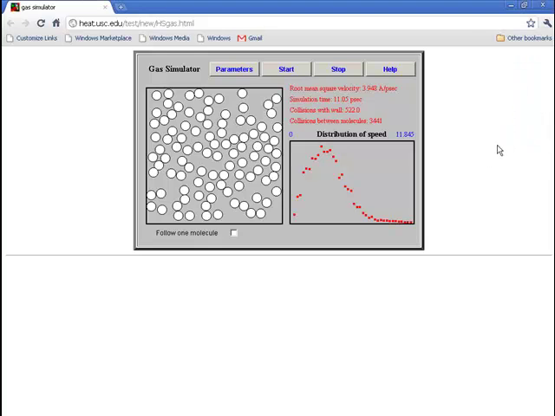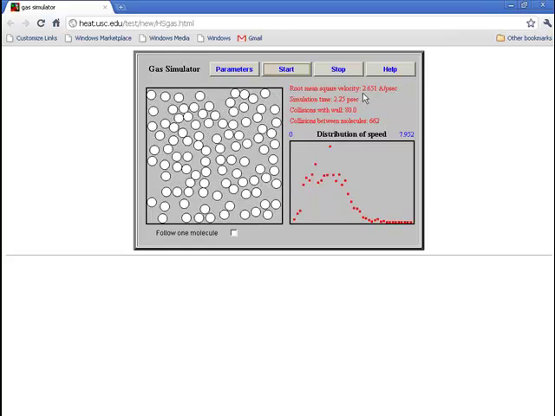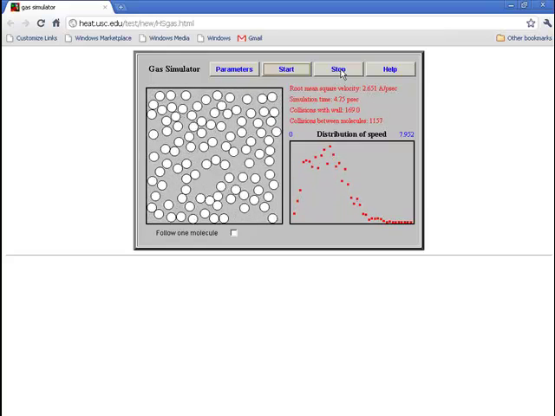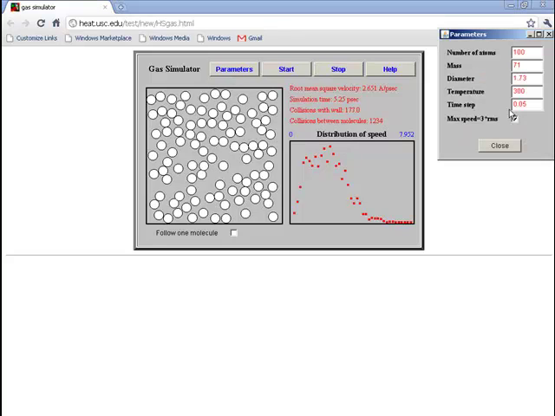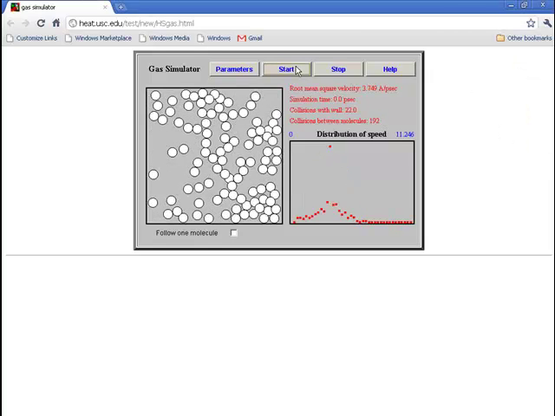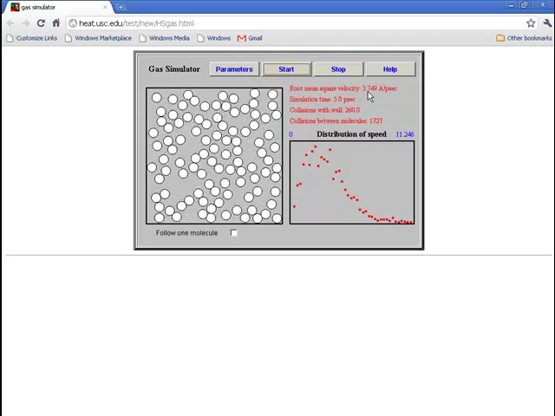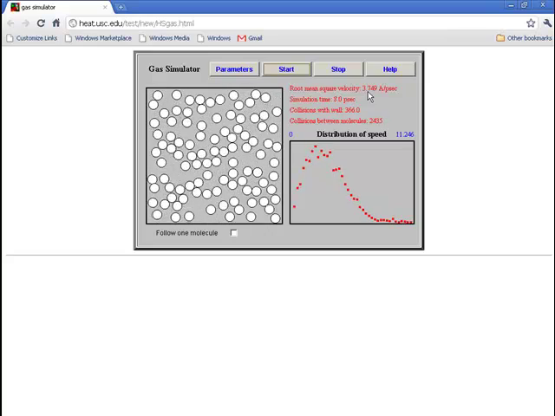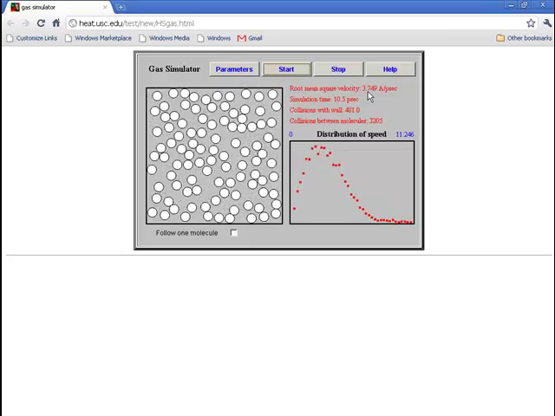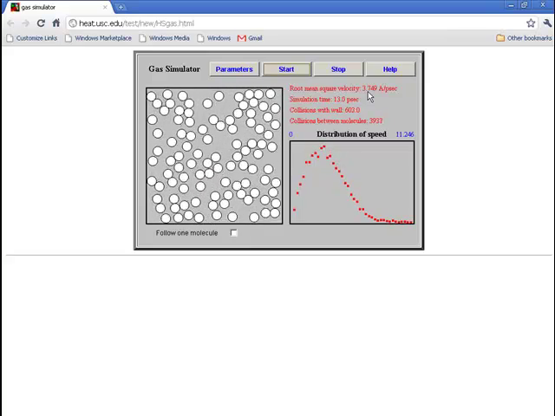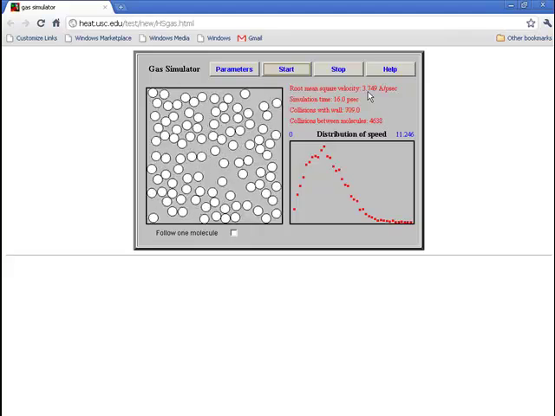What if we change it to chlorine? Start it again. What's going to happen to the root mean square velocity of chlorine? It goes down. What if we change something else about it? Temperature, 600 Kelvin. Still chlorine. Start it. Yeah, the velocity went up. The root mean square velocity goes up as the temperature goes up. It also goes up as the molar mass goes down, and down as the molar mass goes up.